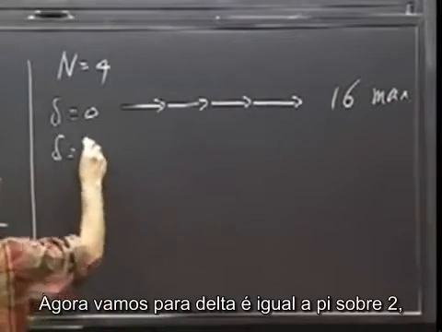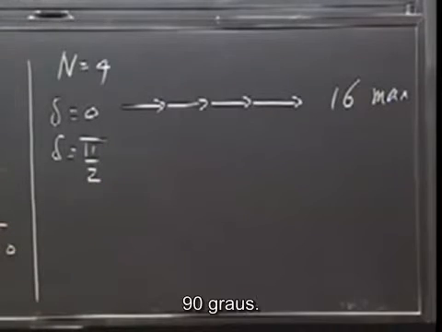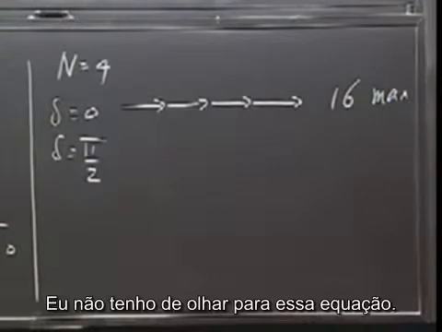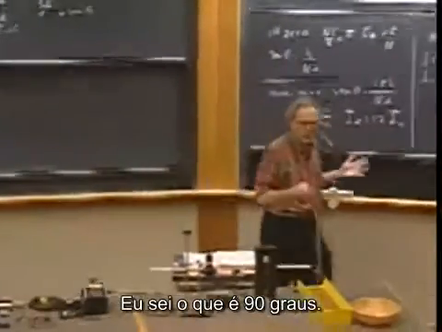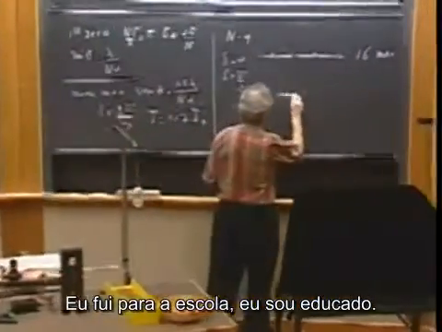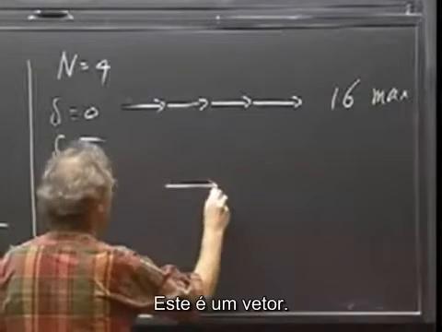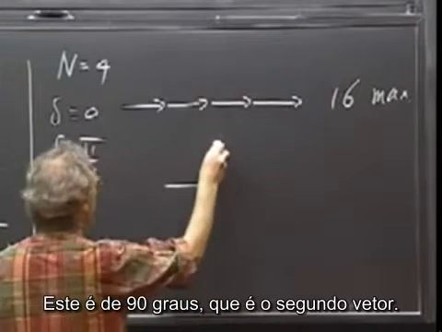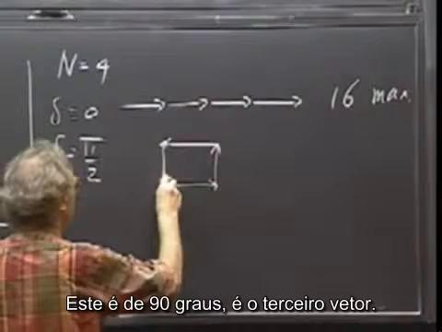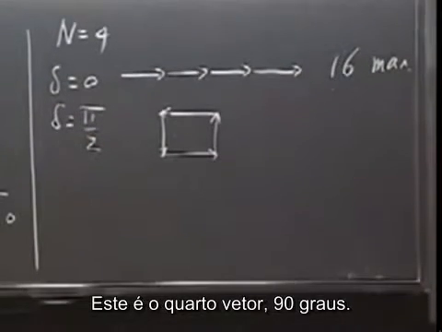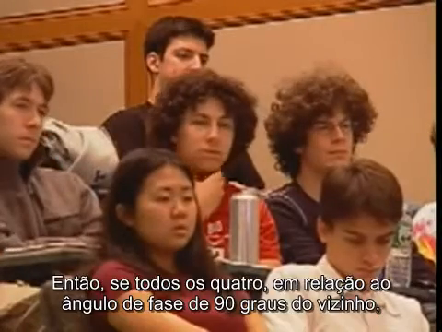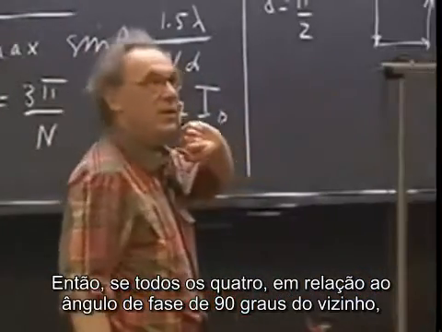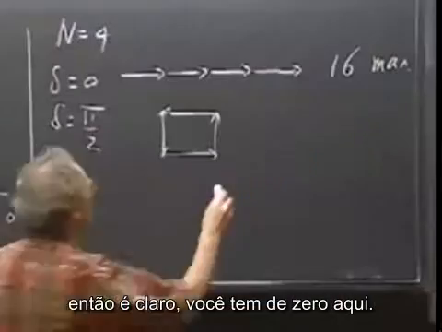Now we go to delta equals pi over 2, 90 degrees. I don't have to look at that equation. I know what 90 degrees is. I went to high school. I'm educated. This is one vector. This is 90 degrees. That's the second vector. This is 90 degrees. That's the third vector. This is the fourth vector, 90 degrees. What do I end up with? 0. So if all 4 relative to neighbors 90-degree phase angle, then clearly you have 0 here.